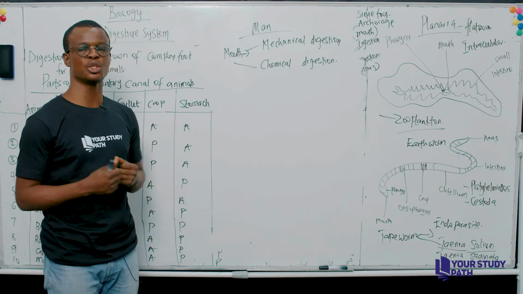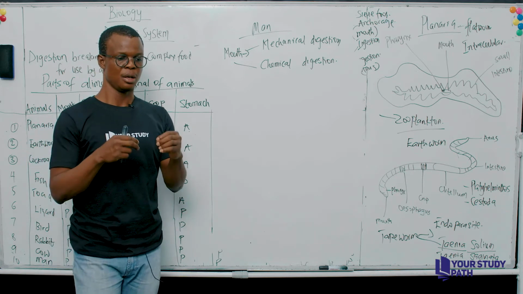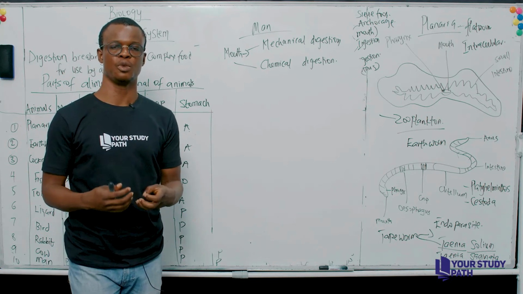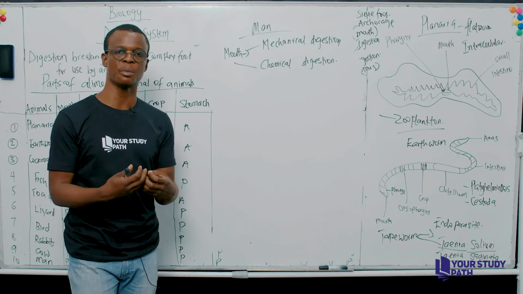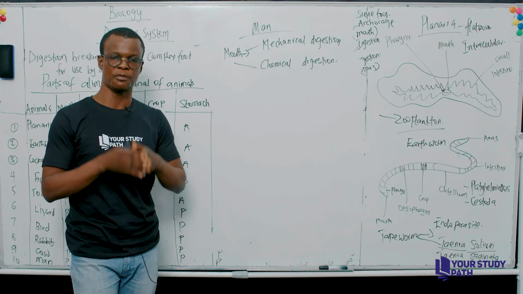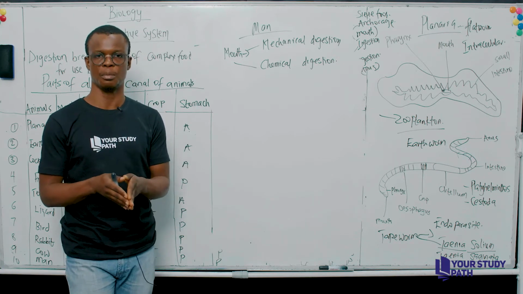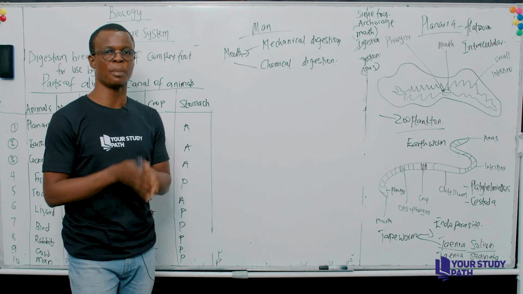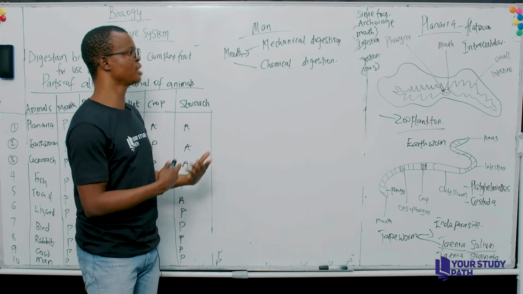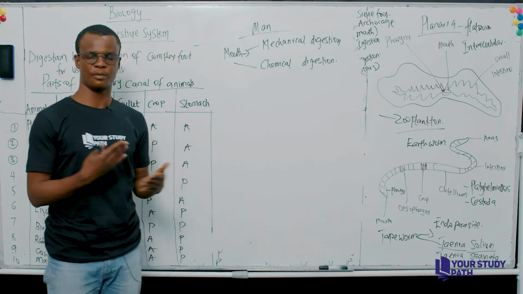But chemical digestion deals with enzymes and chemicals reacting with the food, mixing up with the food, and breaking down the food into simpler form, or enabling the food to properly digest. As we proceed, we'll talk more on this and the various chemicals that are involved.